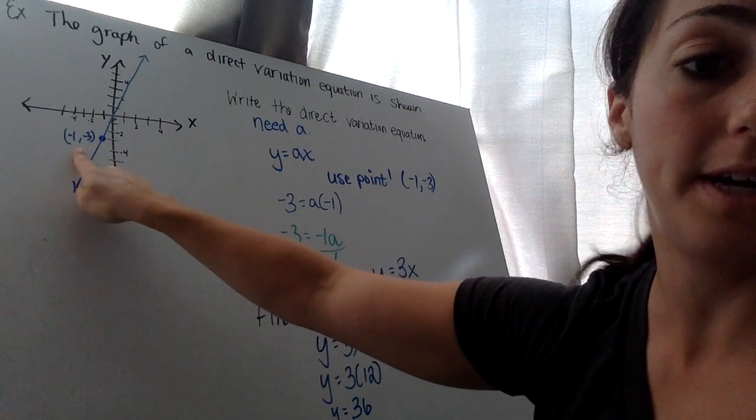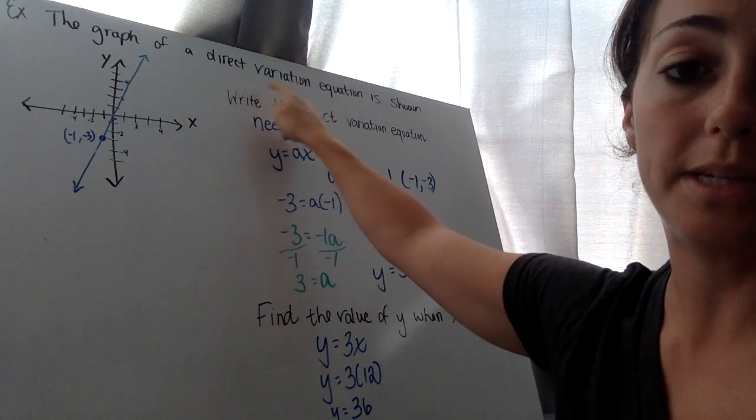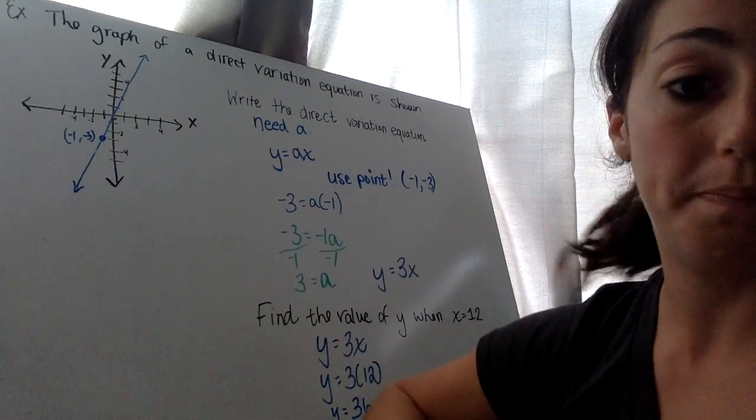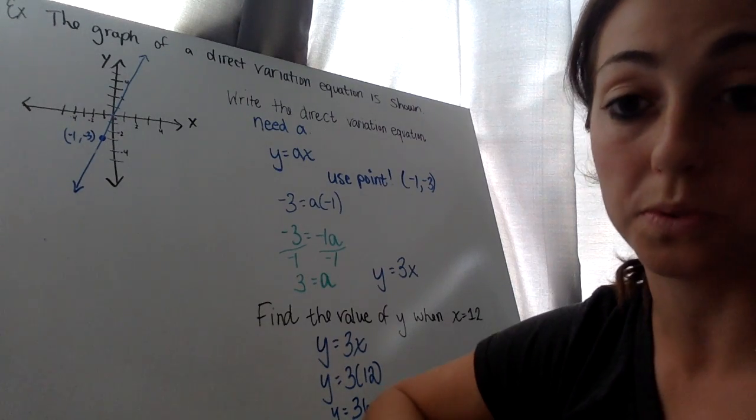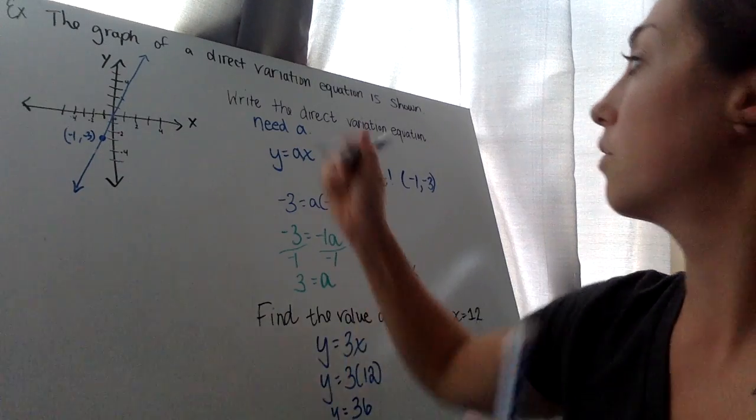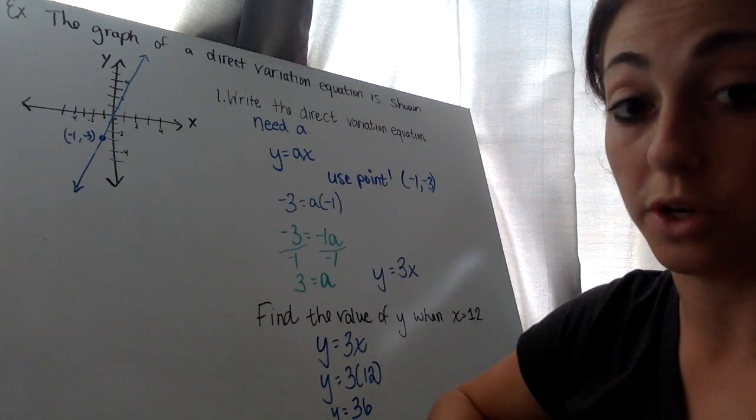Now this ordered pair here says -1, -3. There's a line going through. We know it's direct variation, so that means it has to go through the origin. Okay, just make sure that line goes through the origin. All right, so now part 1 says write the direct variation equation.